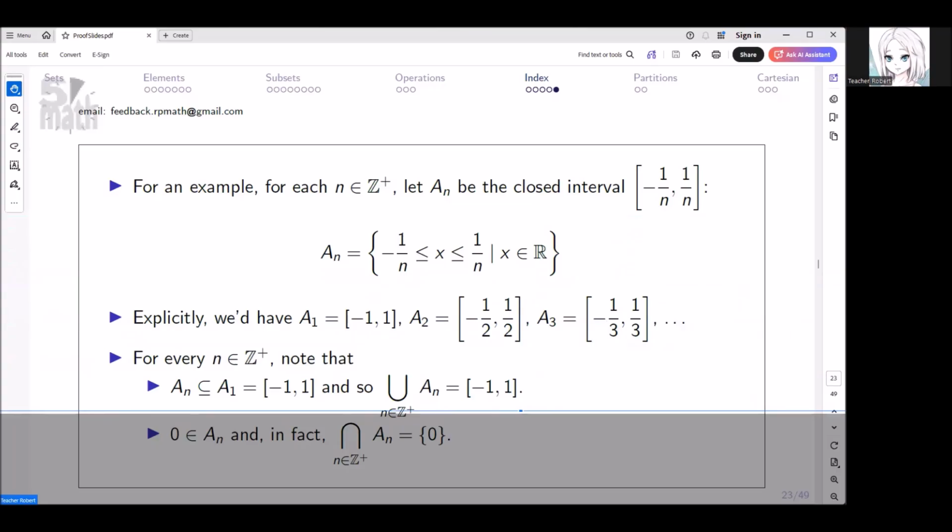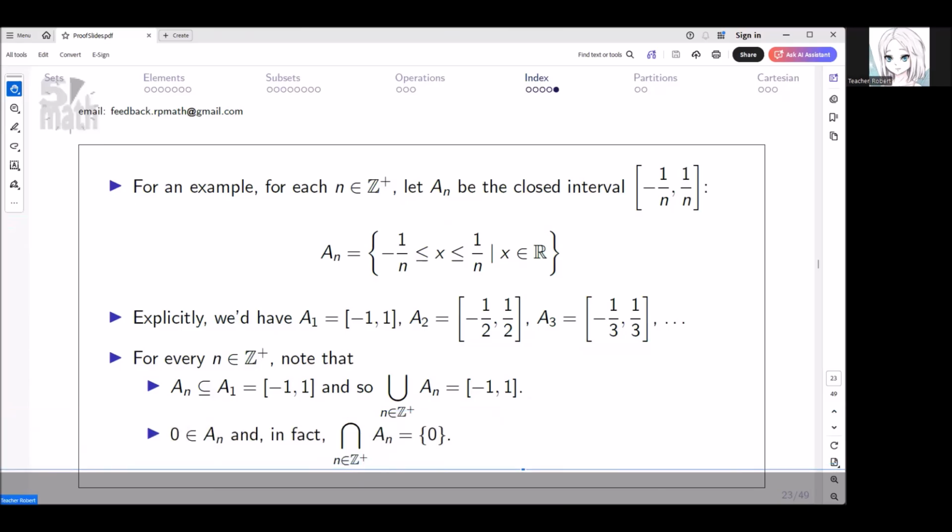For every n element of positive integers, note that this, and so union n element of positive integers, An equals inclusive negative 1 to 1. 0 is an element of An, and in fact, intersection n element of positive integers, An equals the singleton of 0.